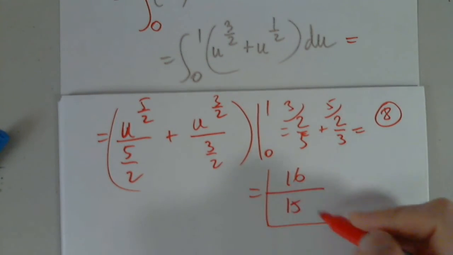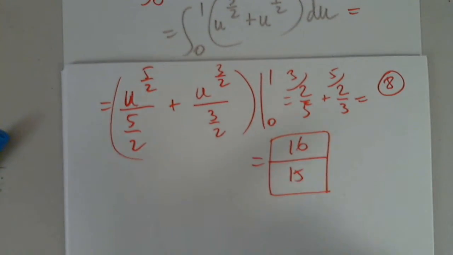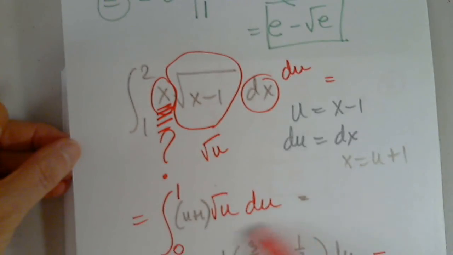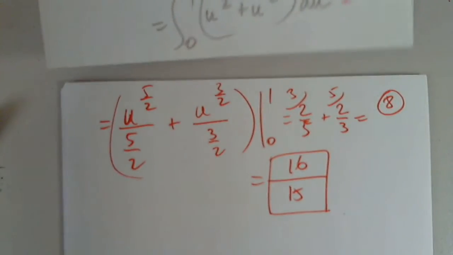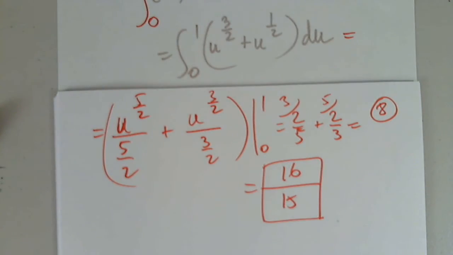Since it's a number, you don't need to go back to the previous variable. I strongly recommend do not, because you have to write this anyway. Once you go from x to u, you have to write this integral anyway, and you have to find the new limits of integration, and then why go back?